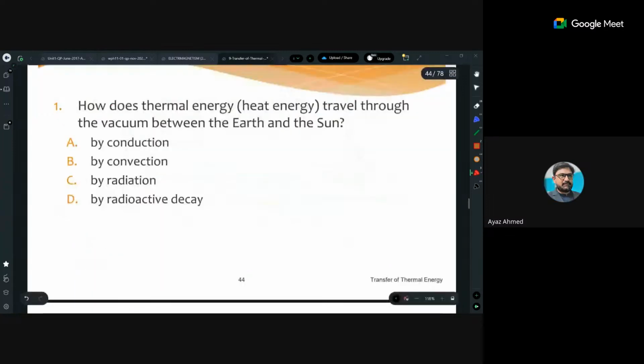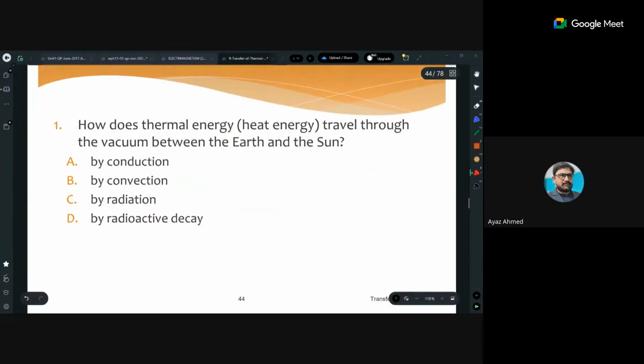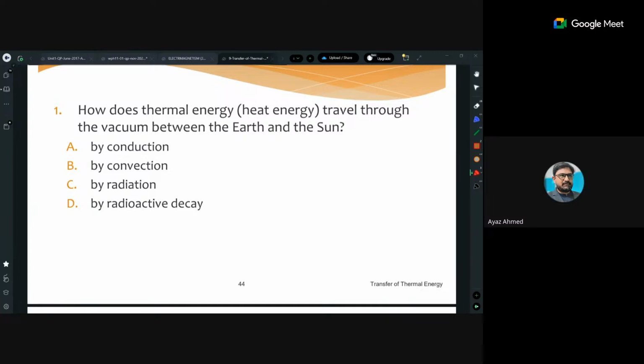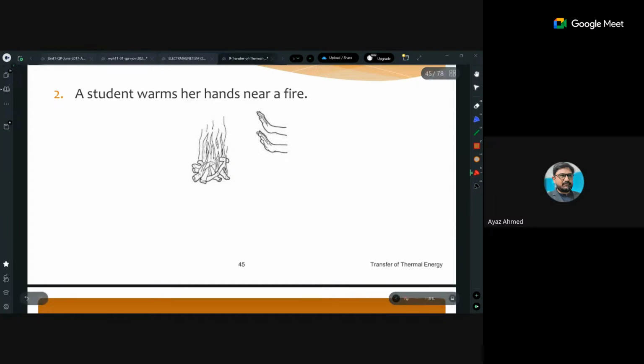Okay. Then we have some questions: how does the thermal energy or heat energy transfer through the vacuum from the earth and the sun? So it is only radiation. Yes. Check this one out. These are all past paper questions.